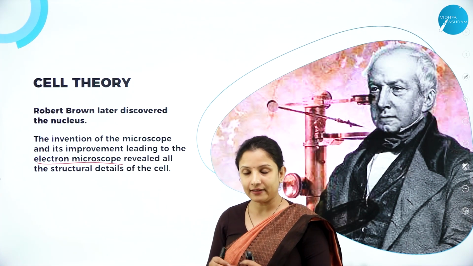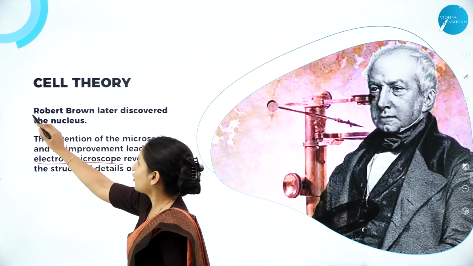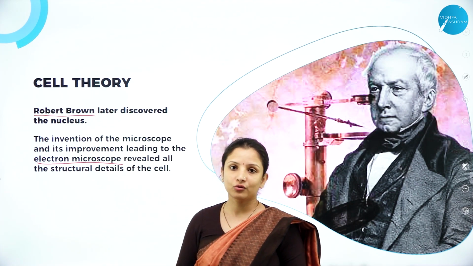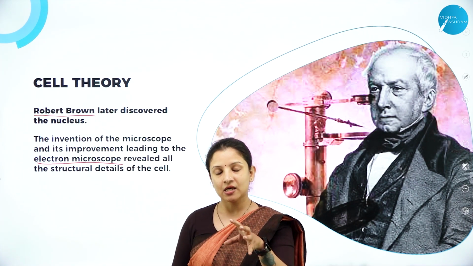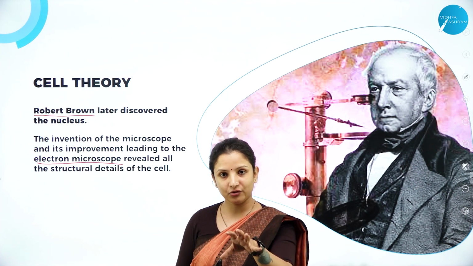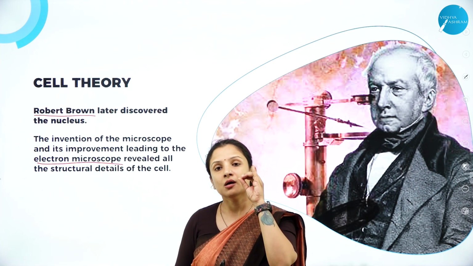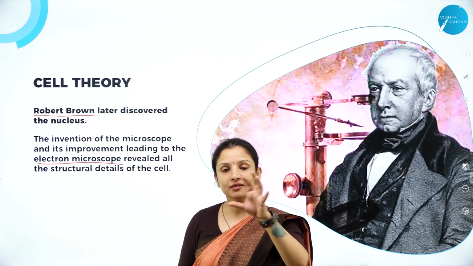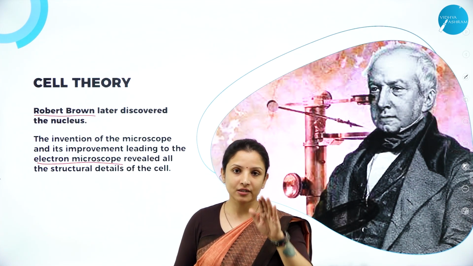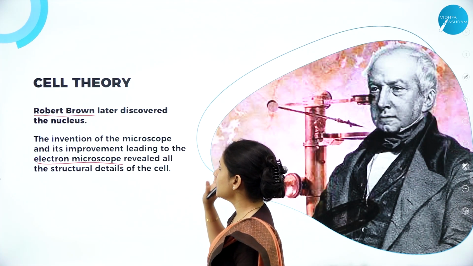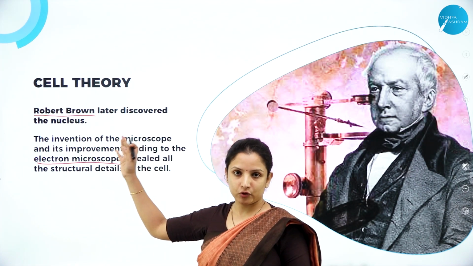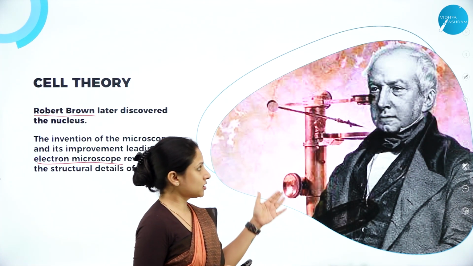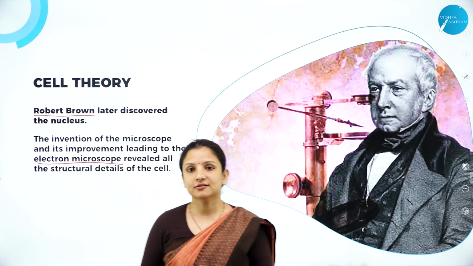And it was at that time that one scientist, Robert Brown, got to know that inside a live cell there is something called the nucleus, and the nucleus is the most important part of the cell because it controls all the activities of the organelles present inside the cell. So the credit for the discovery of the nucleus goes to Robert Brown. This was the scientist Robert Brown.